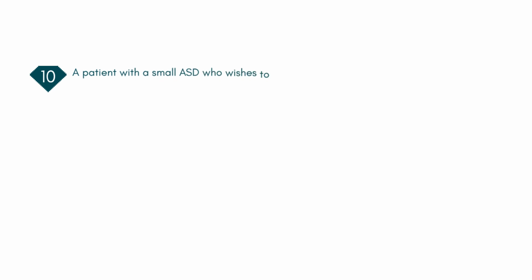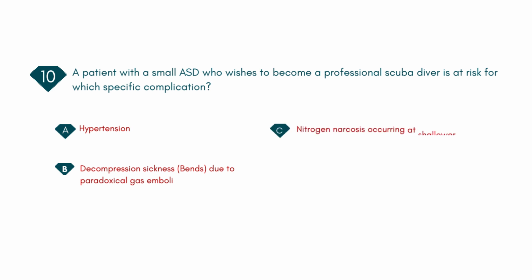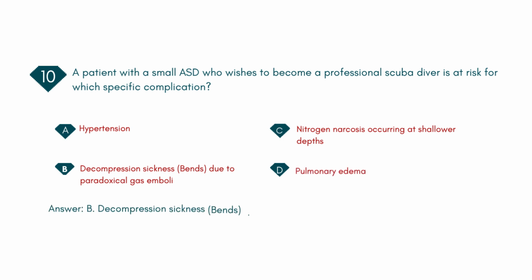A patient with a small ASD who wishes to become a professional scuba diver is at risk for which specific complication? A. Hypertension. B. Decompression sickness, DCS, due to paradoxical gas emboli. C. Nitrogen narcosis occurring at shallower depths. D. Pulmonary edema. Answer: B. Decompression sickness, DCS, due to paradoxical gas emboli.